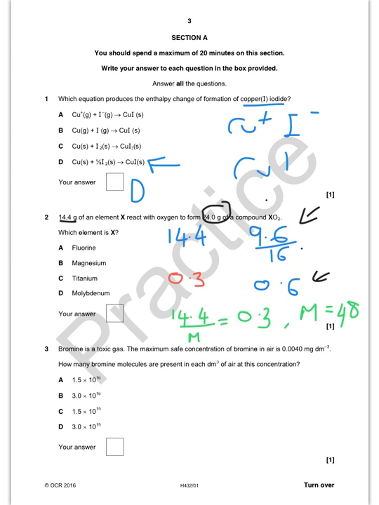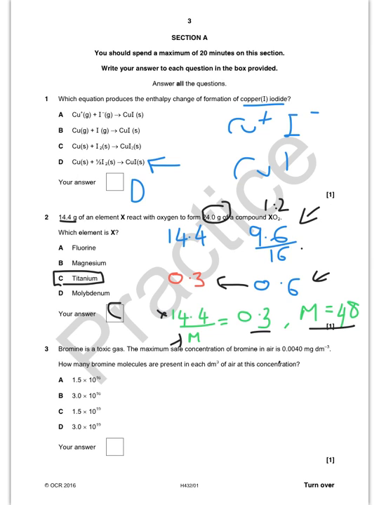Now, because it's in a ratio of 1 to 2 there, I know that the corresponding moles of X is going to be 0.3. So 14.4 divided by the molar mass of X is 0.3. You rearrange that to find the molar mass as being 48. So it's going to be titanium if you then look at your periodic table. So the answer's C.